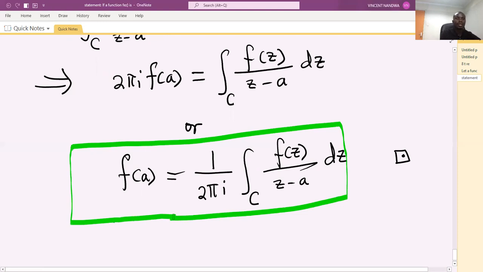In the next session we will state and derive Cauchy's integral formula involving derivatives of functions. Thank you.